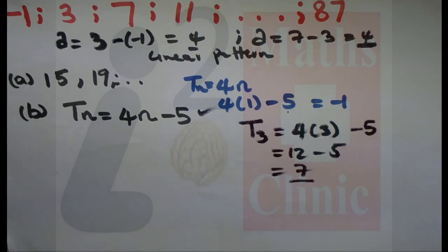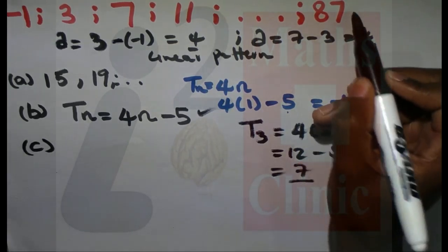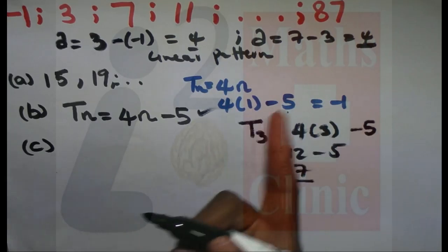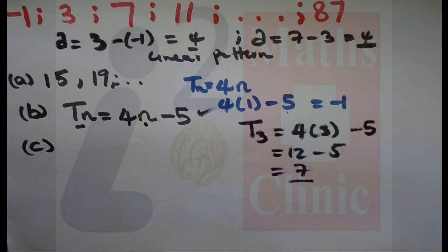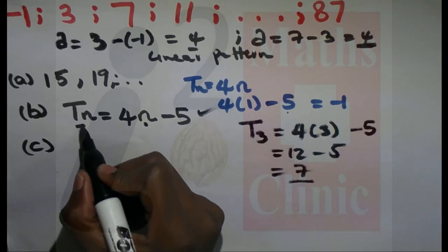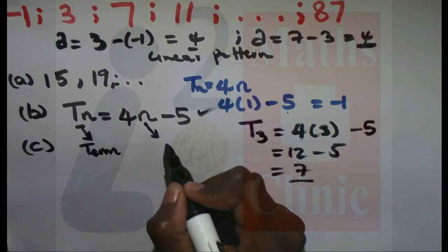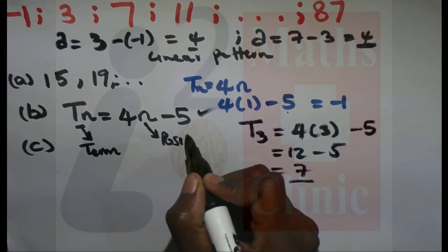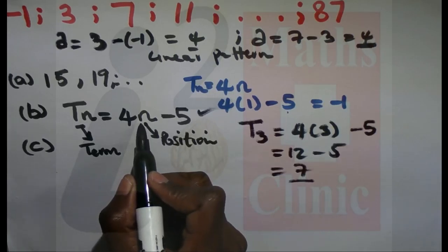Okay, so the last question apha ithi determine the position of the final term in the pattern. Okay, so final term yethu ngu-87. Alright, so sifuna ubona uba iposition ka-87 ngubani. Tn sayazi uba umele i-term, and then un phayana umele ntoni? Umele i-position. Okay, mandiyibhala apha, umele i-term Tn, and then un umele ntoni? Umele i-position.